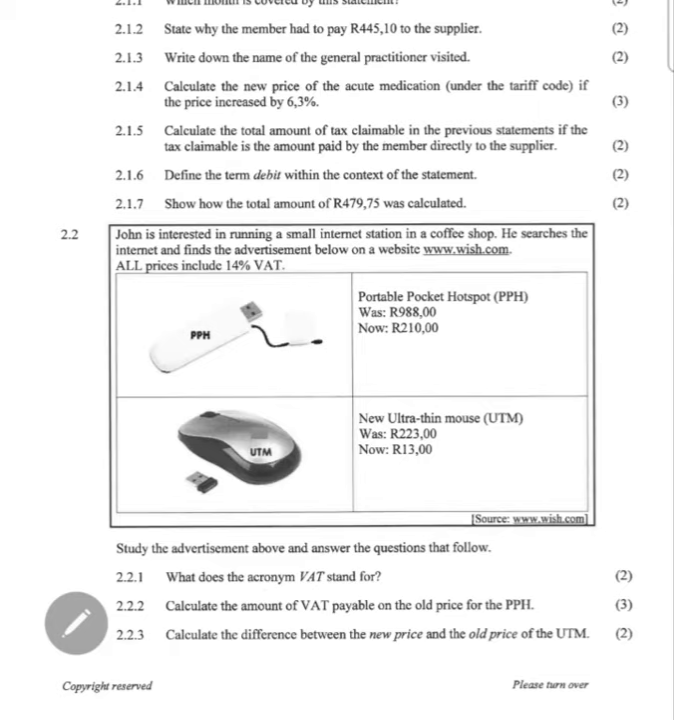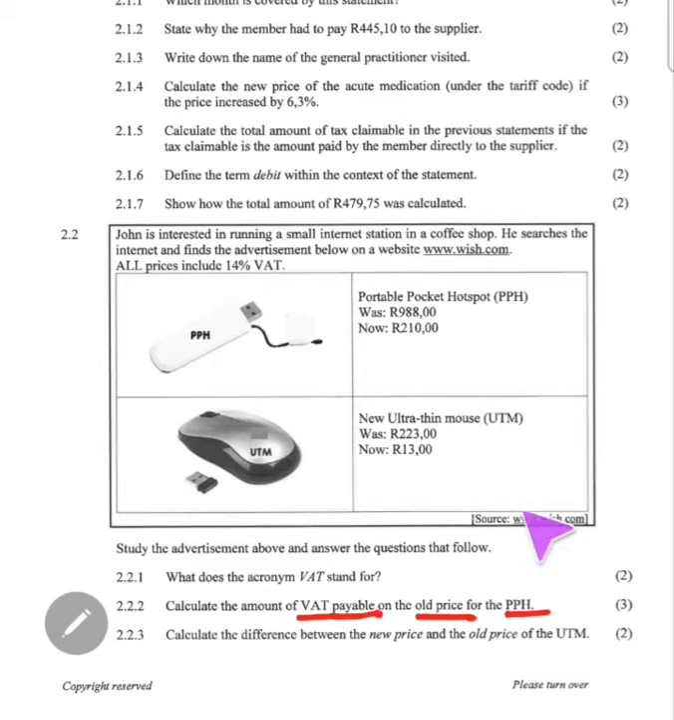Moving on to question 2.2. Calculate the amount of VAT payable on the old price for the PPH. Now it's always important to underline your keywords. My first keyword is VAT payable. My second keyword is old price. My third keyword is PPH. This basically guides us to where to look, because sometimes in the question there could be a lot of options to look at, but knowing your keywords should guide you where to look.